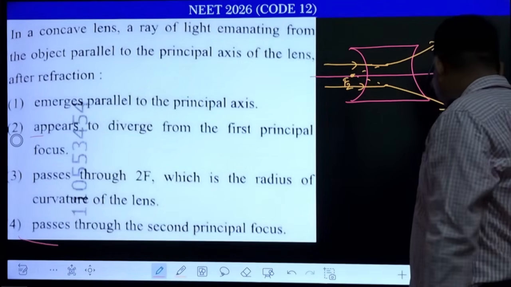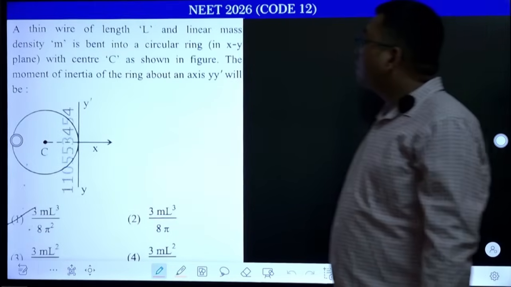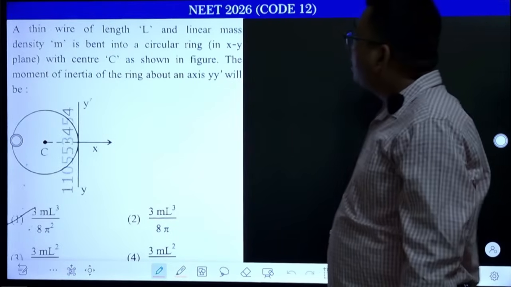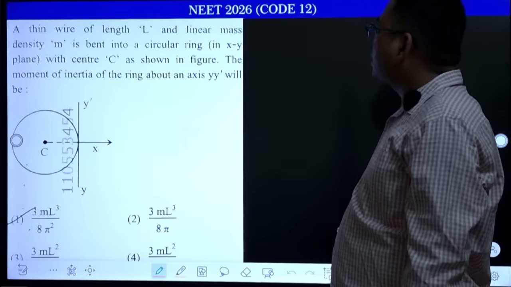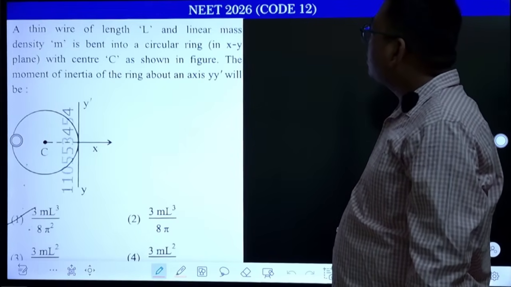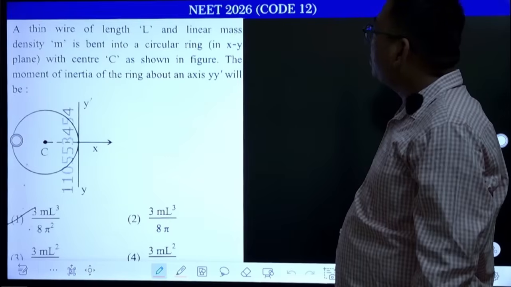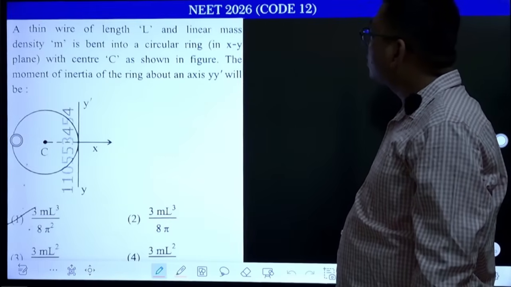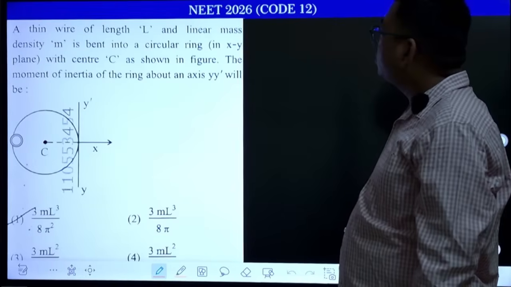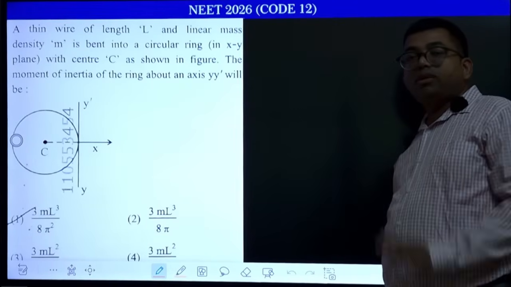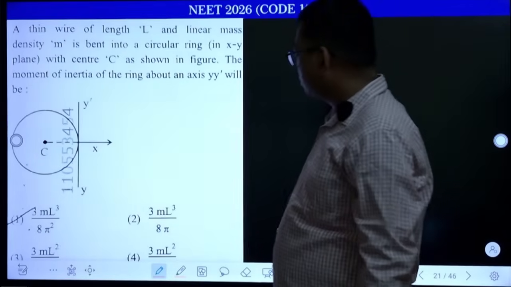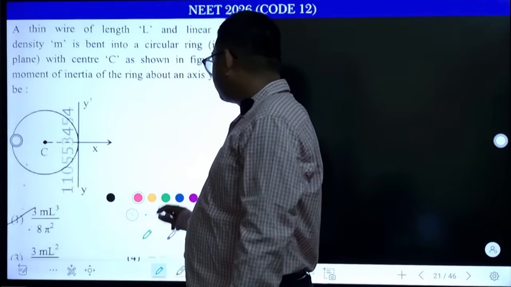Okay, a thin wire of length L and linear mass density M is bent into a circular ring with this center. So wire length L and linear mass density M is bent into a circular ring. We need the moment of inertia of the ring about this axis. What will be the moment of inertia of this? How do we calculate that? Can we use the parallel axis theorem?